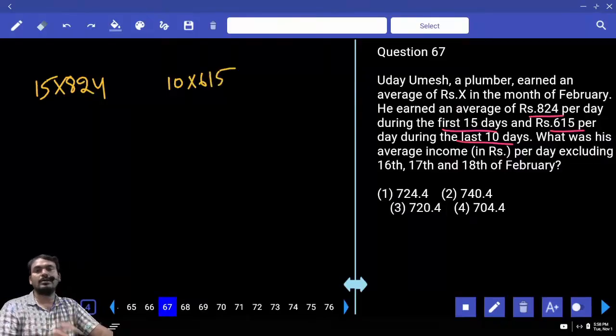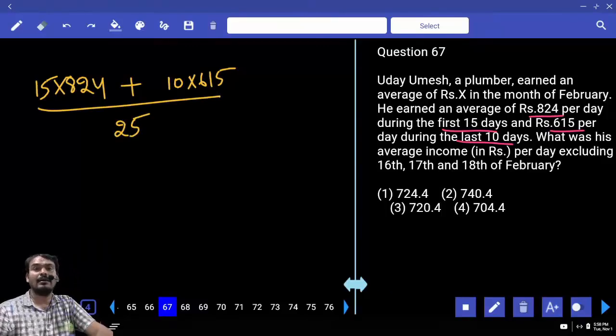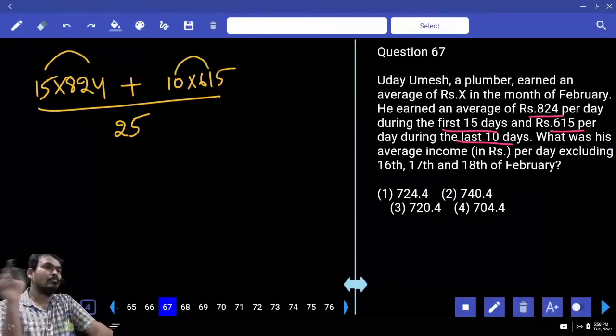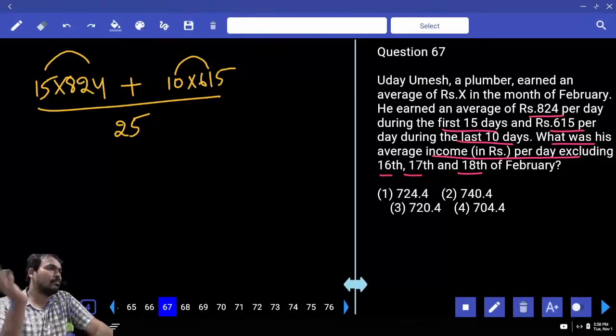Okay. Total how many days sum is it? 25 days. Divide by 25, we get the average of days other than the 16th, 17th and 18th day or not? Yes or no? What is the first 15 days sum? 15 into 824. Last 10 days sum? 10 into 615. Both added, we get the sum of how many days? 25 days. What is the question here? What was the average income per day excluding 16th, 17th and 18th or not? Means except 3 days, means required average of remaining 25 days or not?